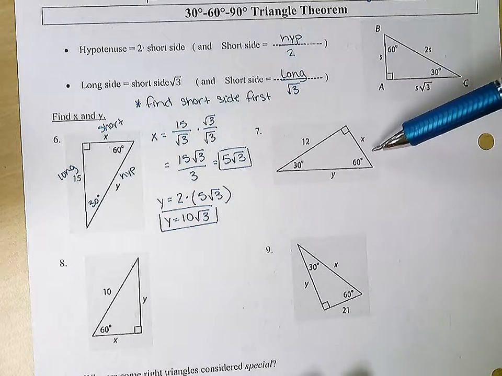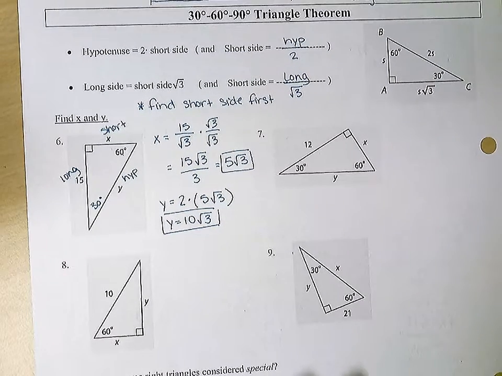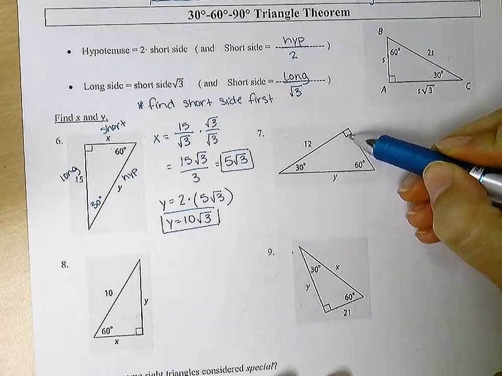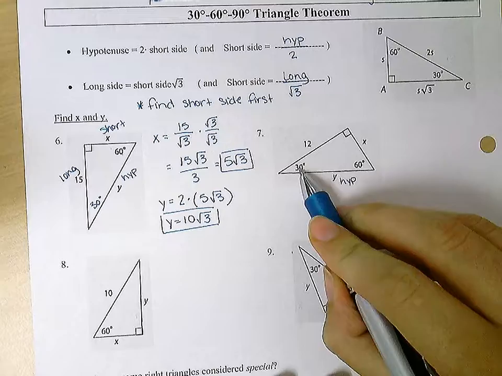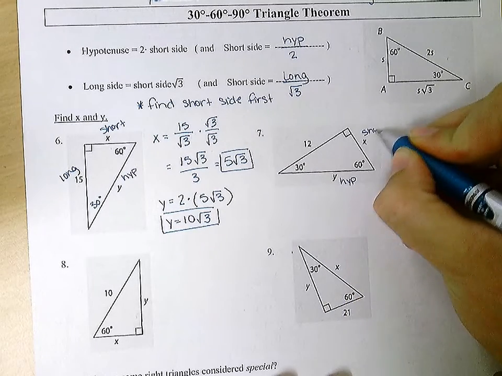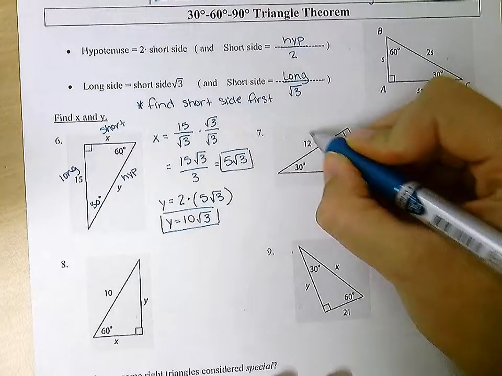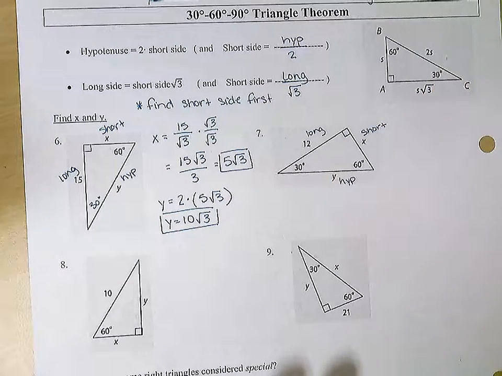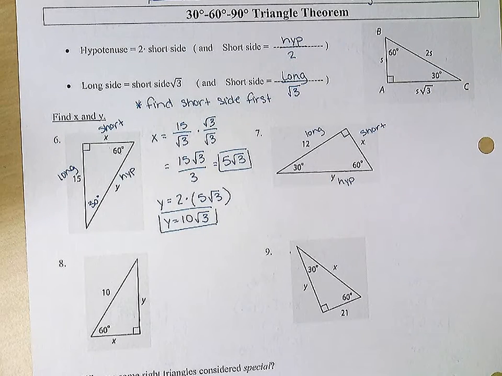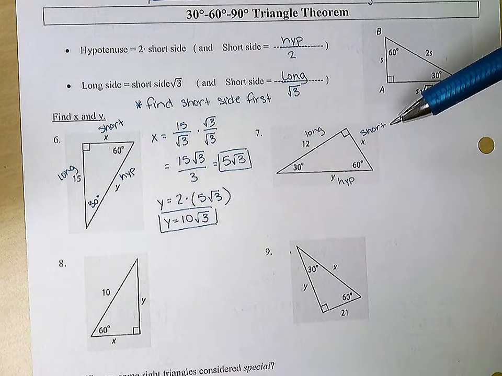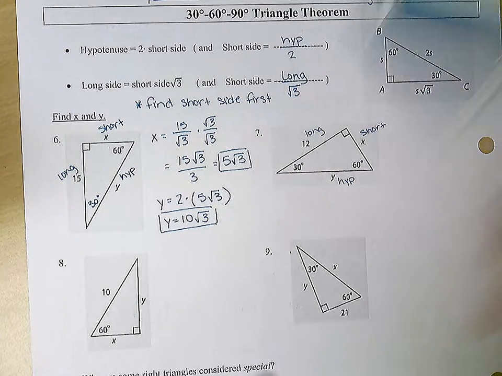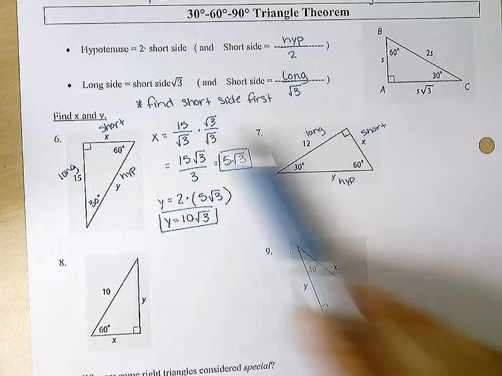All right, next we're going to look at 7 then. Okay, so labeling our sides. Opposite 90-degree angle is the hypotenuse. Opposite 30 is the short side. And opposite 60 is the long side. Make sure you label those correctly. Okay, again, I'm not given the short side. I need to find that first.